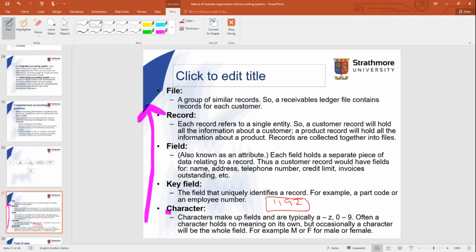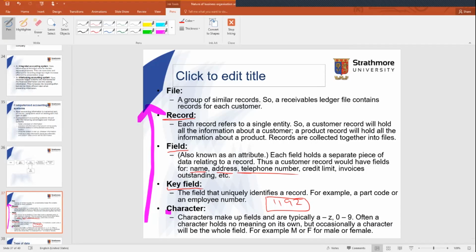So the field, I think I mentioned that already, is also known as an attribute. Each field holds a separate piece of data related to the record, for example, the customer name, the address, the credit limit, the invoice. All these give information regarding a given individual, a given company, or a given entity. However, if the field is unique to that entity, then it's called a key field. Now, once you have information, name, address, telephone number, all of them together, that becomes a record.